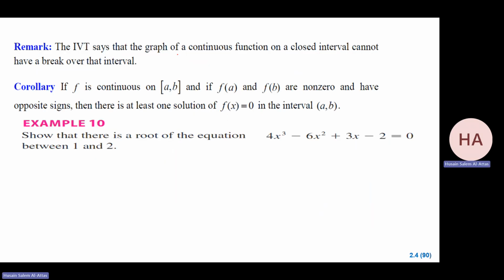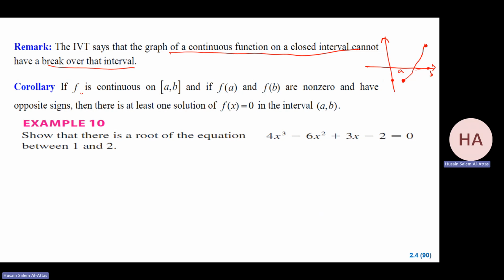So the idea: the graph of a continuous function in a closed interval cannot have a break over that interval. That will lead us to what will happen if I have f of a here. This is a, I have a and b. This is b. So f of a is here and f of b is there. Can I connect this point to this point, if I have a continuous function over the closed interval, without crossing the x-axis? Impossible.